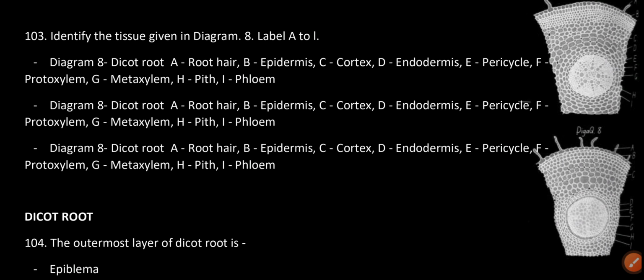Identify the tissue given in diagram 8. Label A to I. Dicot root. A root hair, B epidermis, C cortex, D endodermis, E pericycle, F protoxylem, G metaxylem, H pith, I phloem.